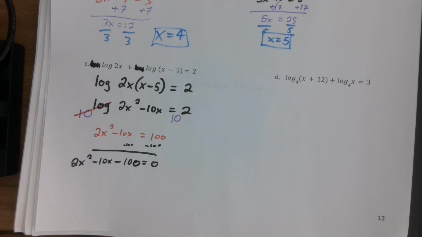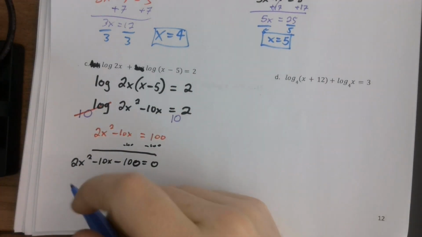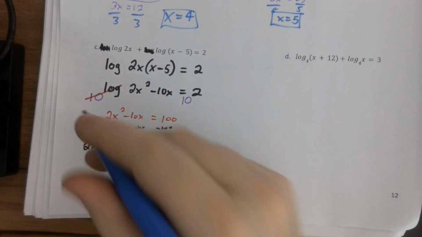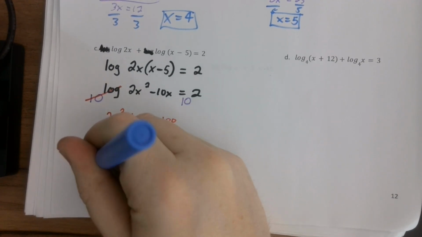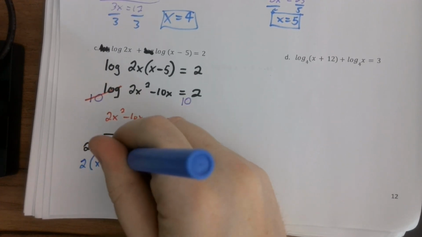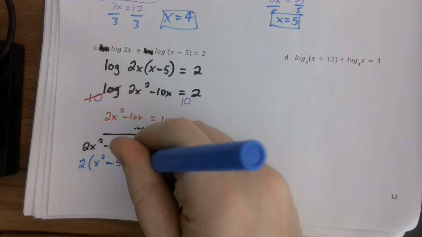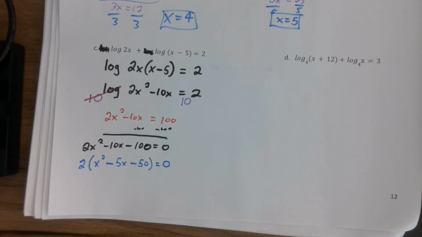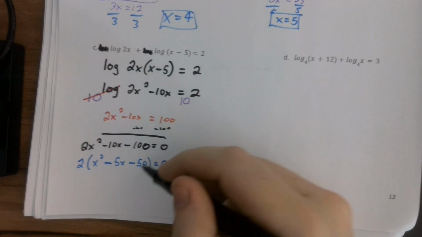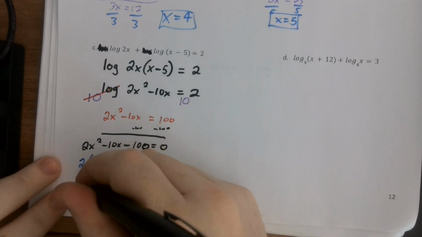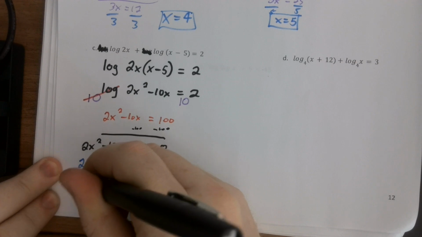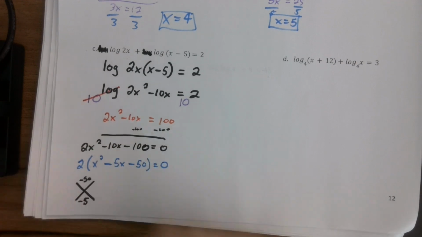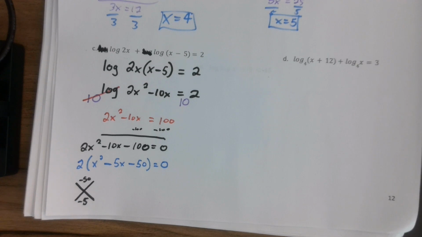I'm going to choose to factor it since I'm a factoring kind of guy, but you can use whatever of those methods you like. We start by recognizing that all these terms can be divided by 2. It's the same as 2 times x squared minus 5x minus 50 equals 0. And now we just ask ourselves, we need to set up a combinator where two numbers multiply to make negative 50 and add to make negative 5. Pause the video and see if you can figure it out.